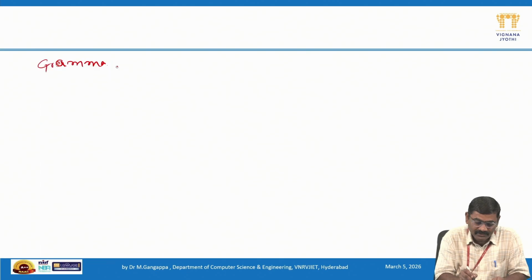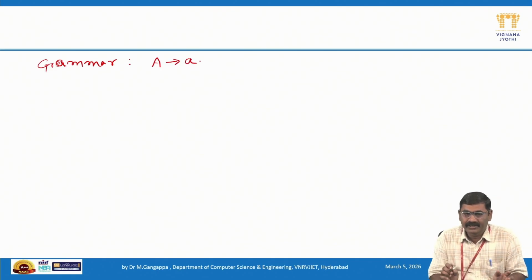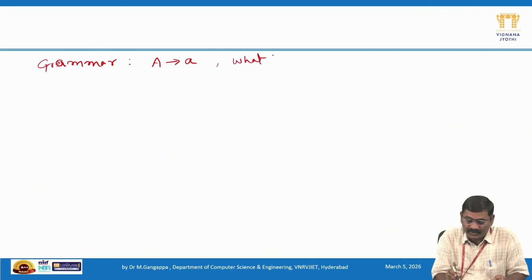Context free grammar. A derives... A is a grammar production. Suppose we are asked to find the first of A. In that case, what is the answer for the first of A?